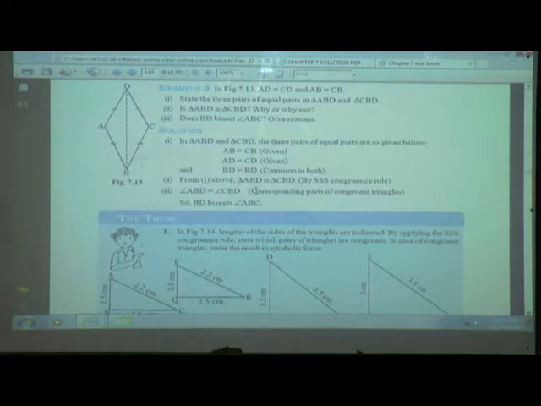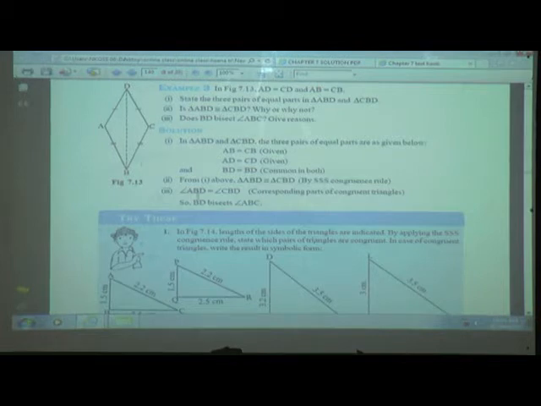Here in triangle ABD and triangle CBD, the three pairs of equal parts are: AB is equal to CB, which is given in the question itself, AD is equal to CD is given, and BD is equal to BD, which is common to both. Hence, triangle ABD is congruent to triangle CBD by SSS criteria of congruency.